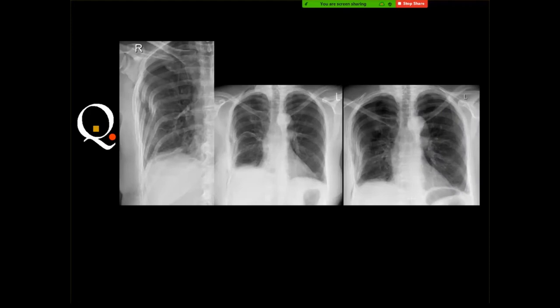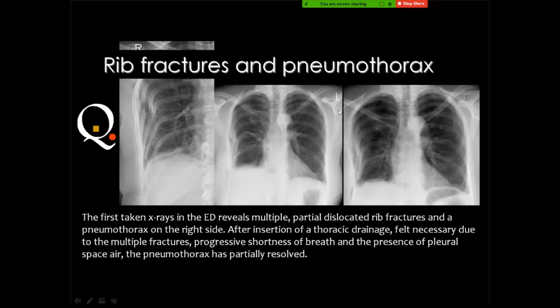Flail chest? With aortic knob distension? No. Pneumothorax, yes, right. If you see rib fractures, look immediately for pneumothorax. If it is not that clear, you should have expiratory and inspiratory films to be sure that there is no pneumothorax, but there are multiple rib fractures with pneumothorax.